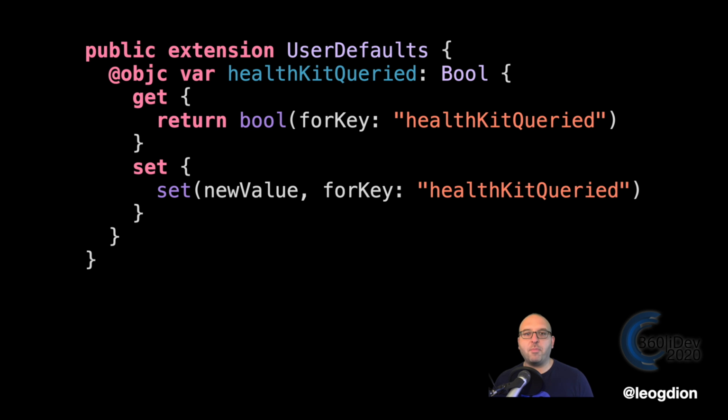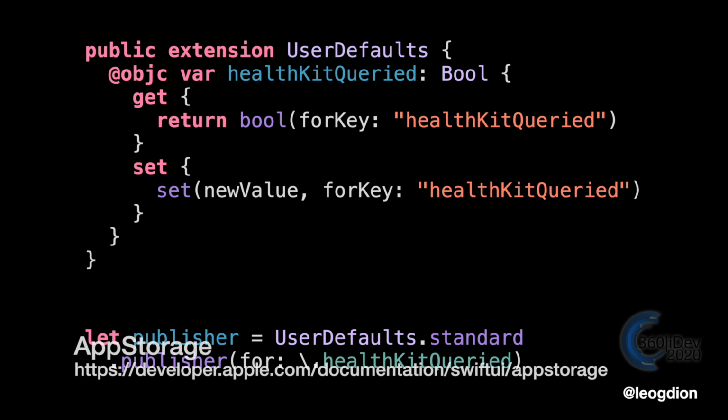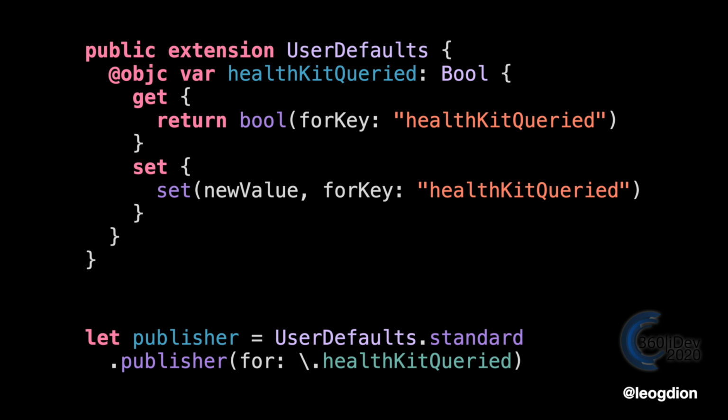So we've created the property with a get and set. Now all we have to do is go ahead and create a publisher by using .publisher and passing in the key value path. In this case, HealthKit queried. This is a really simple way to just simply watch changes to user defaults. Again, there are some changes with recent WWDC that you may want to check out, but for very simple user defaults changes or with complex types, this is one way you can observe changes to user defaults.